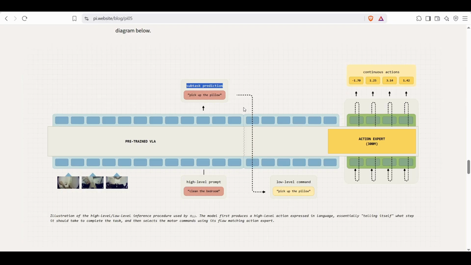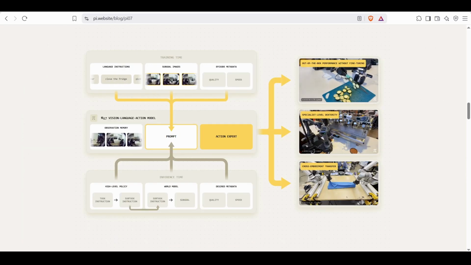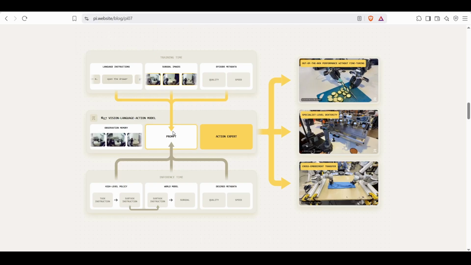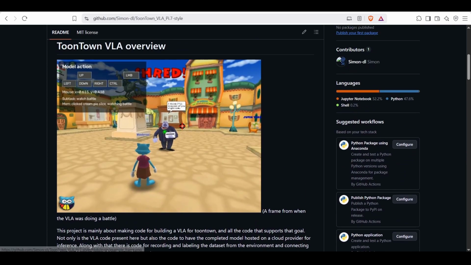But this breaking up of the gradients just allows them to keep it clean. So information leakage from predicting the discrete actions won't leak over to helping predict the continuous actions, and vice versa. So that's something in their 5.7 paper called knowledge insulation. They've used it before, but I used it in my Toontown VLA as well.